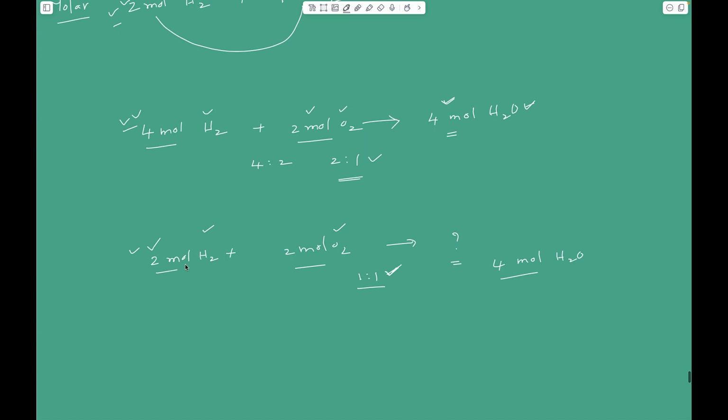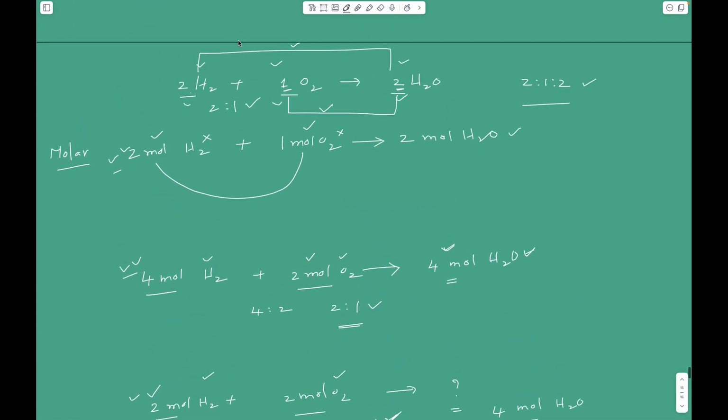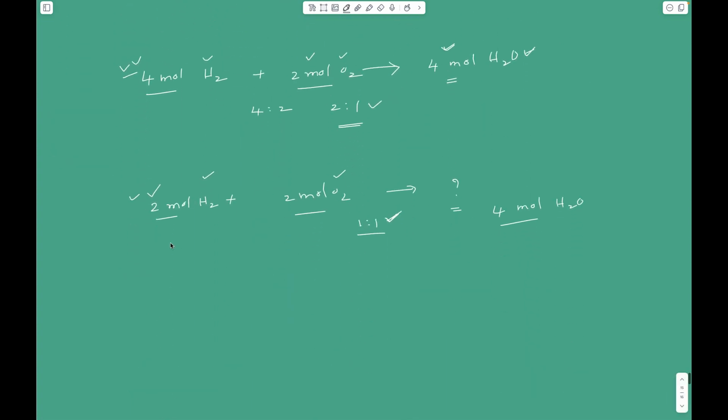Now let us see what answer we would get by using this relationship between the amount of hydrogen and the amount of water. If you have 2 moles of hydrogen, you would get 2 moles of water. And here we have 2 moles of hydrogen, so you must get 2 moles of water. So we got a different answer by using the amount of hydrogen from what we got by using the amount of oxygen. Then which of these two answers is correct?